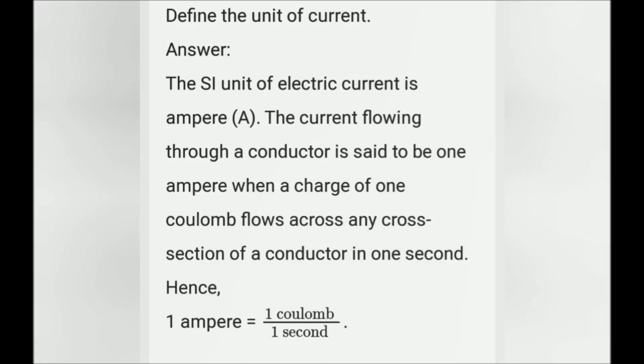Define the unit of current. Electric current is often termed as current and it is represented by the symbol I. It is defined as the rate of flow of charges in a conductor. The SI unit of electric current is ampere, denoted by symbol A. The current flowing through a conductor is said to be 1 ampere when a charge of 1 coulomb flows across any cross section of a conductor in 1 second. Hence, 1 ampere equals 1 coulomb by 1 second.